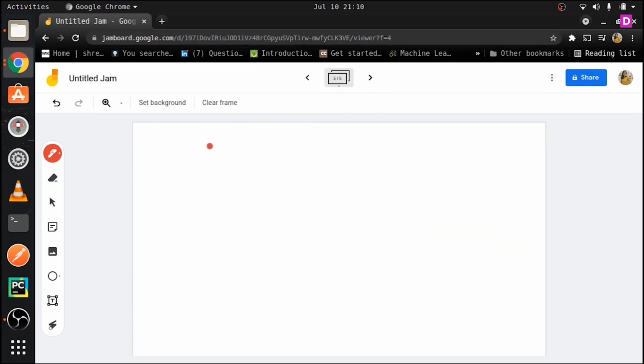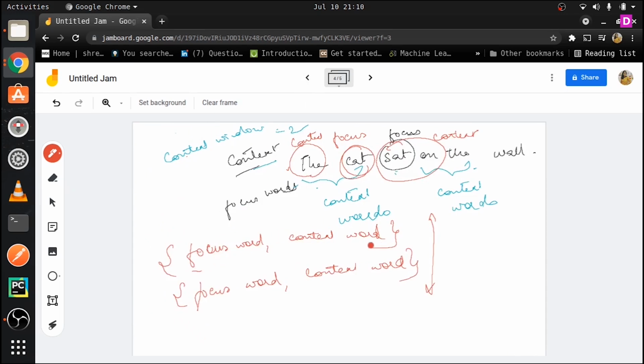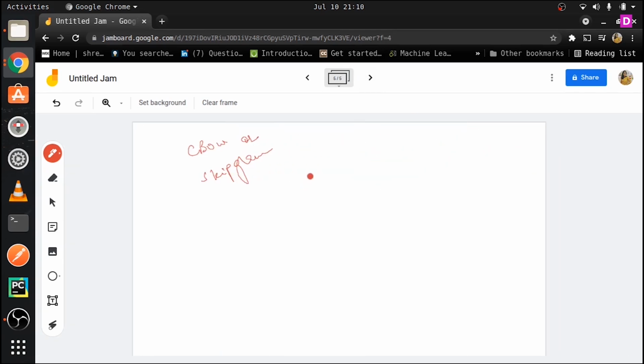See, even if you use CBOW or skipgram, this is your first task, that is finding out your context and focus words. This context word will basically depend on your window, what size window you are taking. If I change the window size to 3, in that case for sat being my focus word, my context words here will be the cat and here it will be on the wall. Alright, so you need to understand what you are making your context word and what you are making your focus word. So that depends totally on your context window.